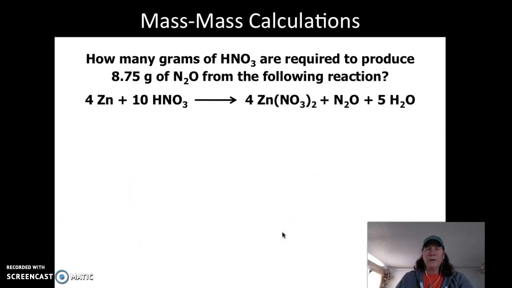All right, here's another one. How many grams? Now we're going to do mass to mass. And honestly, you guys, this is the most common. Of course, it has to be the longest one. But if you're in a lab and you're trying to do these calculations, this is the one that makes more sense because you're going to weigh out something.